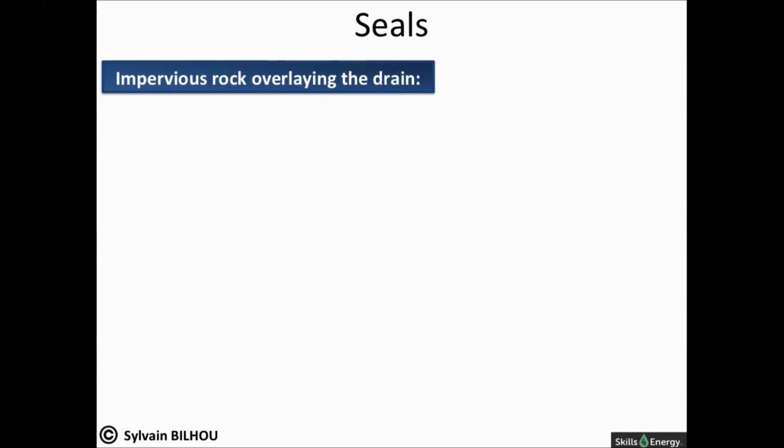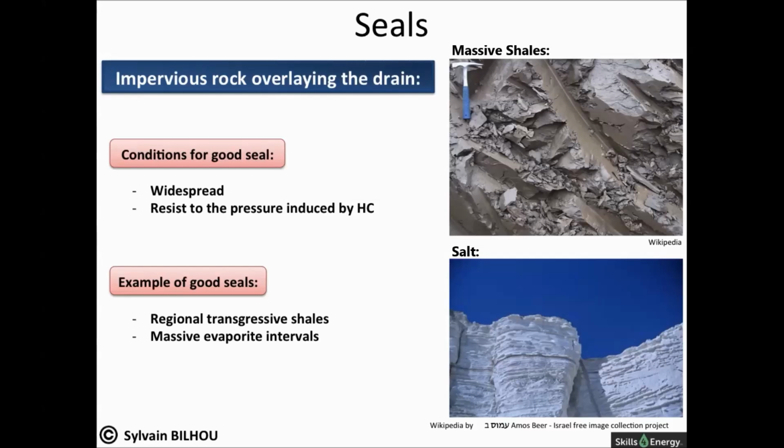To be efficient at the basin scale, the seal should correspond to a widespread formation overlying the drain and the reservoir. It also has to be thick enough to resist the pressure induced by the hydrocarbons. Regional marine shales or massive evaporite intervals have those characteristics. Evaporites are deposited in dry environments by evaporation process. A good example is salt layers.